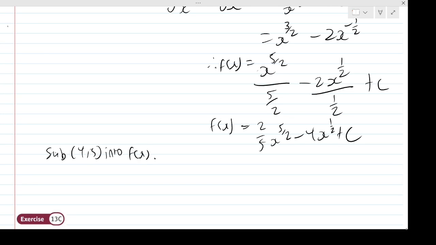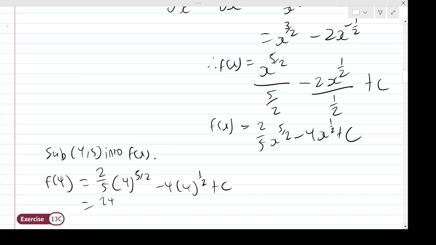Okay, so that means x is 4. So if I substitute x is 4 into my function here, I'm going to get 2/5 of 4 to the 5 over 2 minus 4 lots of 4 to the half, add my c, and then I can just put that in the calculator. 2/5 of 4 to the 5 over 2 minus 4 lots of 4 to the half gets me 24 over 5, add c. And so the y value is 5, so this has to equal 5.